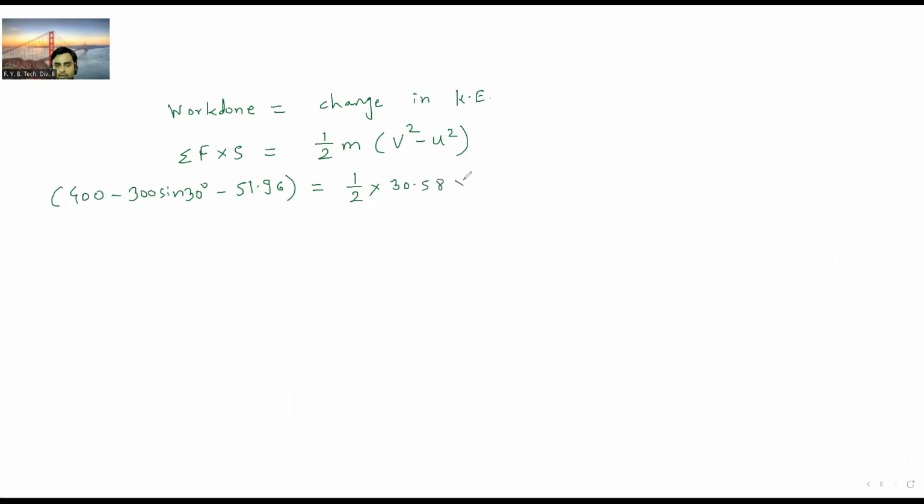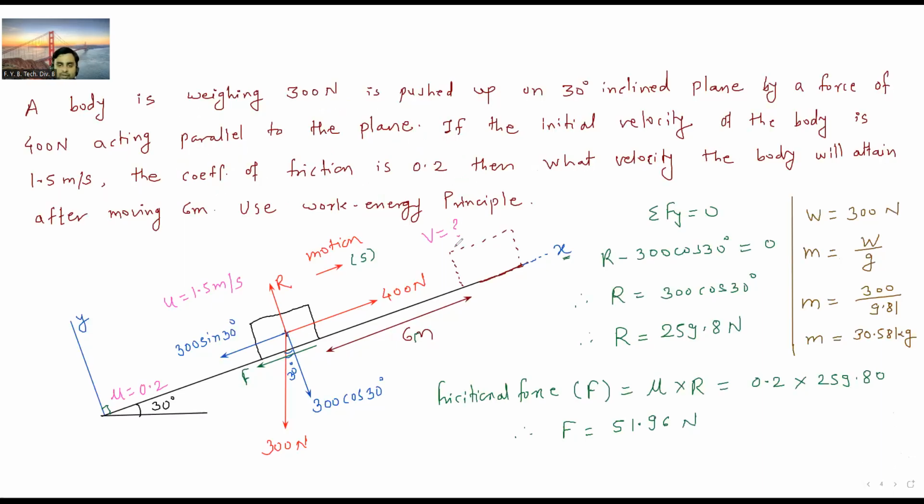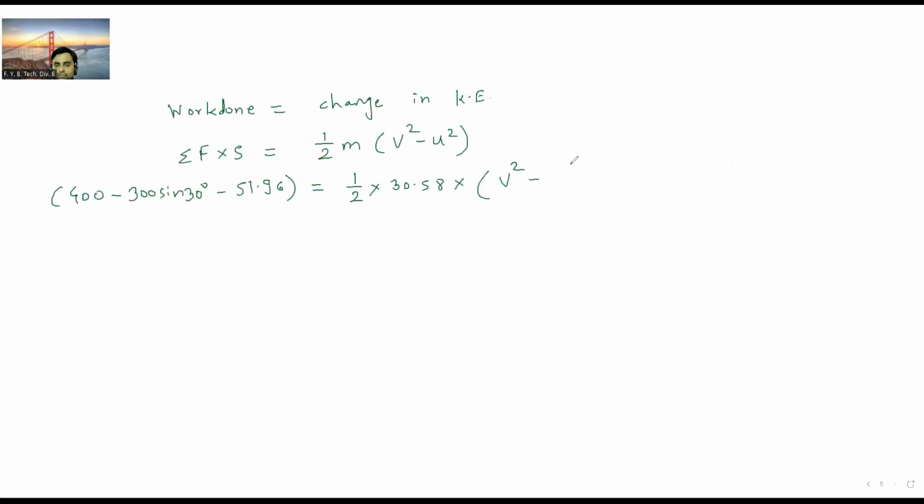So I will write here 30.58 is m into v square, where v is the final velocity. We don't know that, we need to calculate the value. V square, final velocity, we will keep as it is, and initial velocity is 1.5, so minus 1.5 square. So in this equation, the only unknown is the velocity. If you solve this, you will get the value of v, the velocity. Let me know the value.